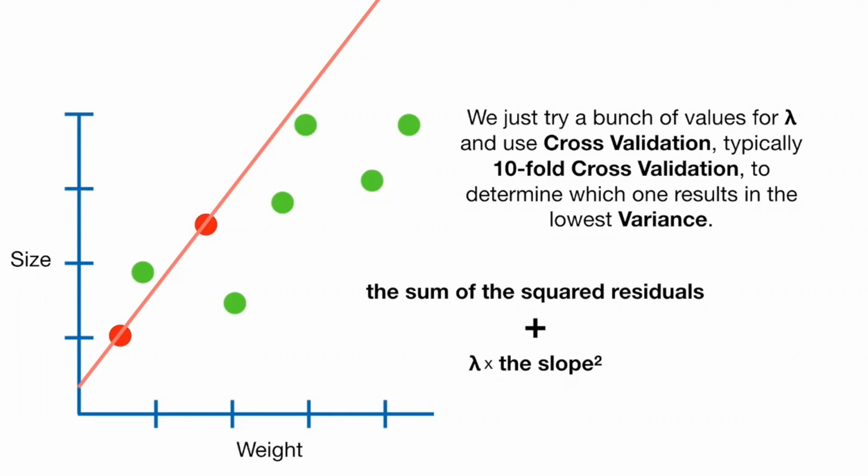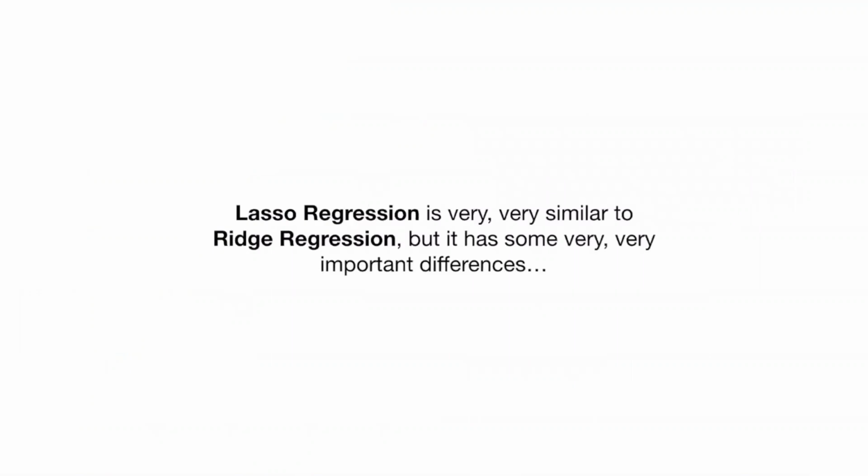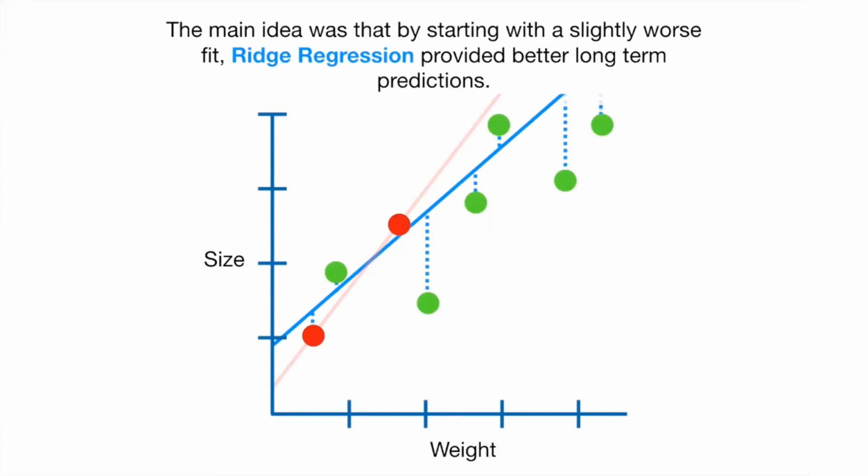Okay, we'll move on to the lasso regularization. What is lasso regularization? Why is it used? Lasso is very similar to ridge regression, but there are some differences between lasso and ridge regression. Okay, the main idea behind it is that by slightly introducing a bias in the data, ridge regression provided a long-term prediction by reducing the variance. Okay, by reducing the variance.